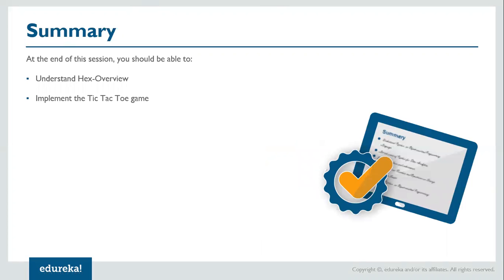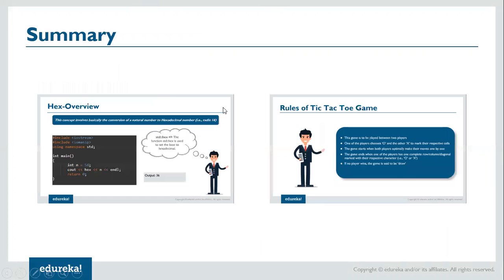To summarize our discussion, at the end of this session, you should be able to understand hex overview, or rather what is hex, a conversion of a decimal number and vice versa, and then how to implement a tic-tac-toe game. So finally, to summarize our discussion, we have looked at what is a hex overview and rules to play tic-tac-toe game and implementation of tic-tac-toe using C++.